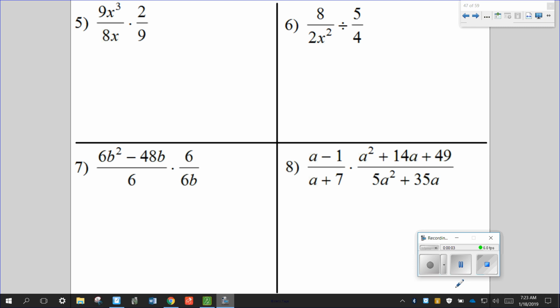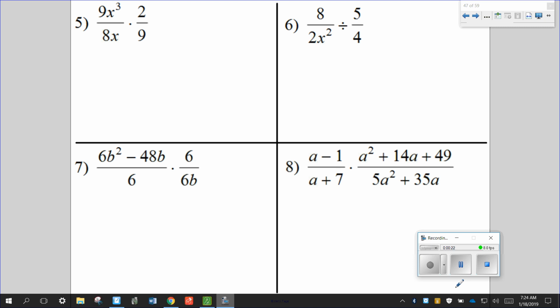Alright, let's multiply and divide some rational expressions. I'm going to start up here with number 5. The first ones are just a chance to remember the process that you're going through using some simple numbers so that you can then apply it to these bigger problems.